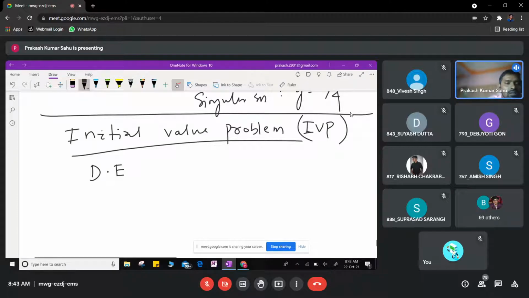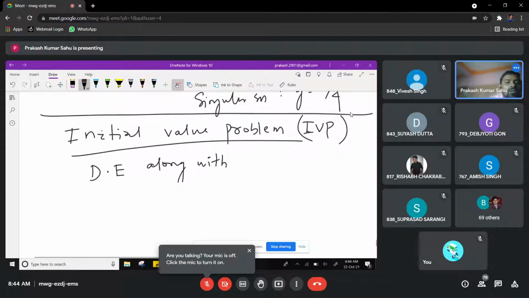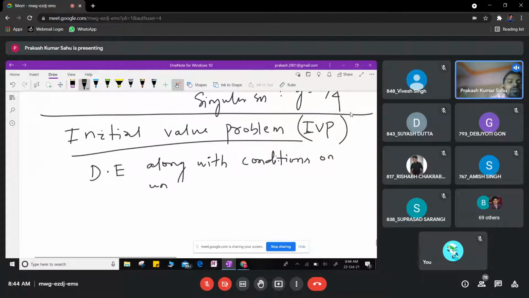Okay, that means in a simple way, the differential equation along with the conditions on the unknown function and its derivative.